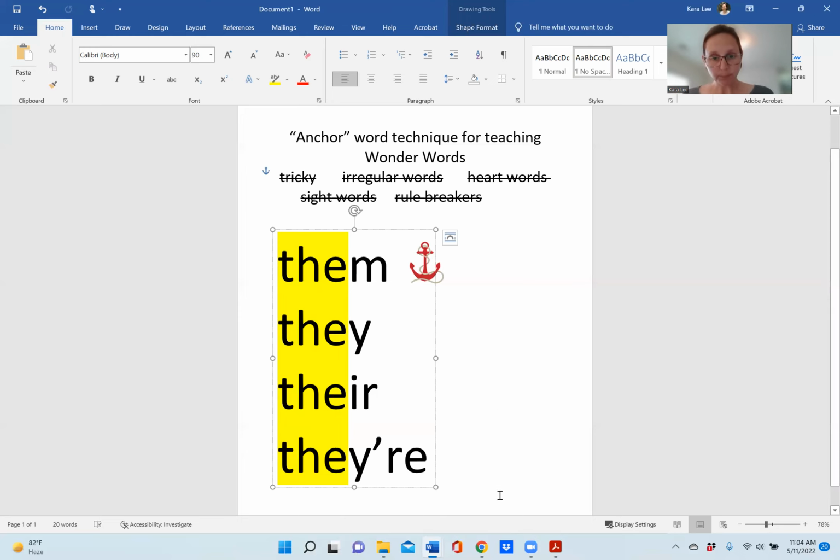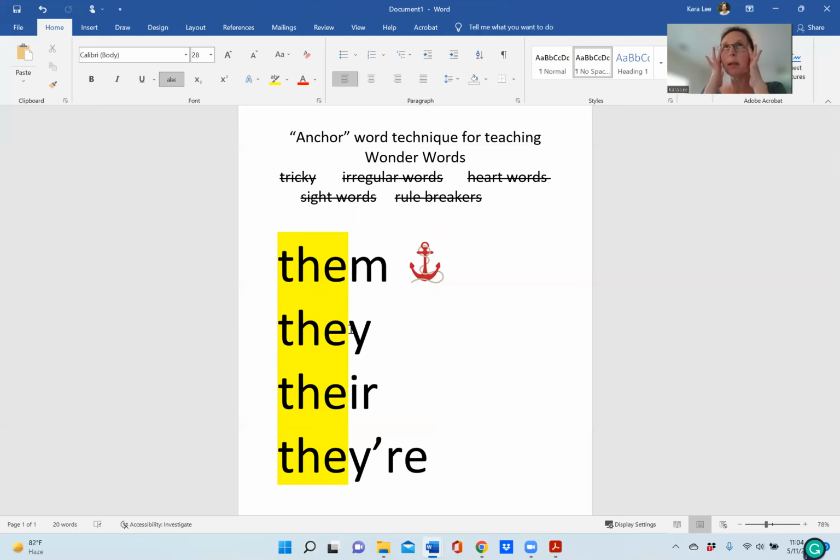Okay, so do you see how our anchor word, them, when we're trying to spell the words they, their, or they're, we can think about how them is spelled. Remember that it starts with T-H-E, and then I have to just remember, and this again requires direct instruction, that they is T-H-E-Y. Their, as in it's their house, T-H-E-I-R. They're, as in they are, T-H-E-Y apostrophe R-E.